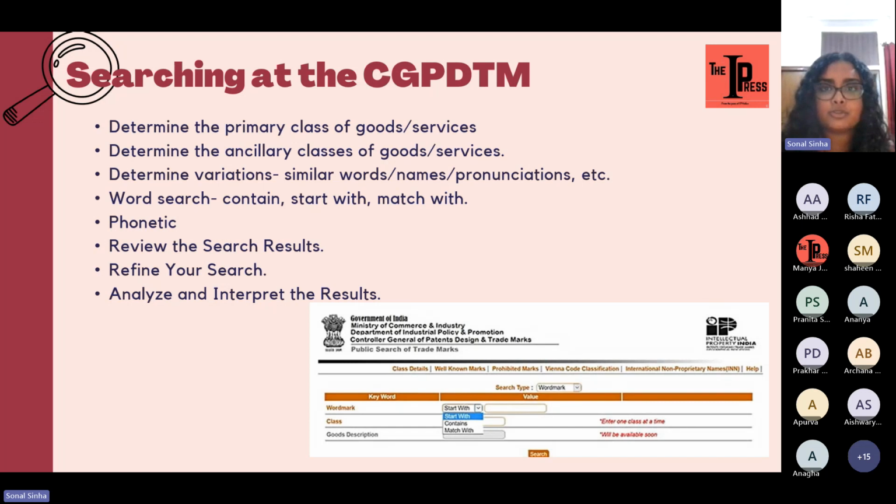So obviously you're not going to show your client a huge document, right? Your job is to make it easier for your client to understand. So you will review the search results, and then you'll find out those marks that are actually creating a conflict. How do you do that?